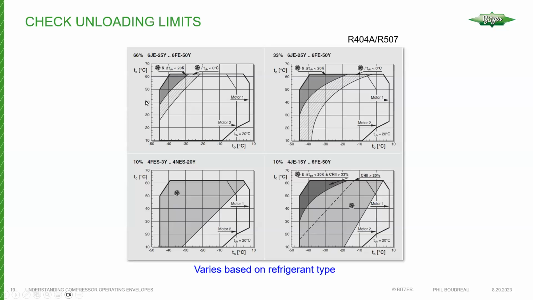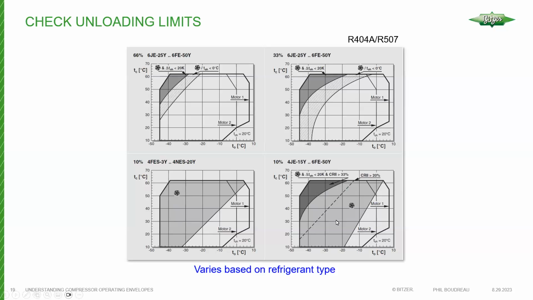Unloading is another thing. With the IQ module and VariStep, the VariStep algorithm that's integrated with the IQ module, this allows us to operate a compressor in theory down to 10%. But just because we can operate a compressor down to 10% doesn't mean we should. And the good thing about the IQ module is it's going to limit how much the compressor can unload anyways.